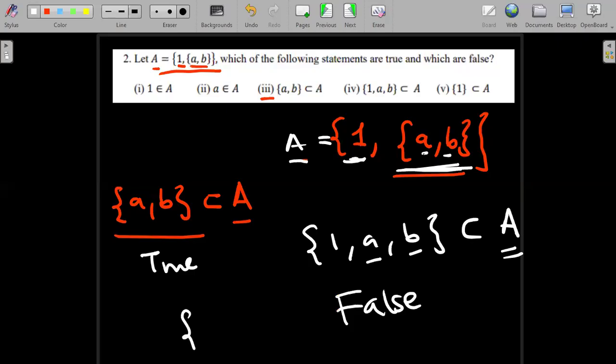Then we move on to the last one. The last one is true. When we look at that, we have the set containing 1, and we have the element 1 there contained in A. So the set containing 1 is a subset of the set A. All right. I don't know if I have any questions here before we move on to part 3 of the tutorial sheet.